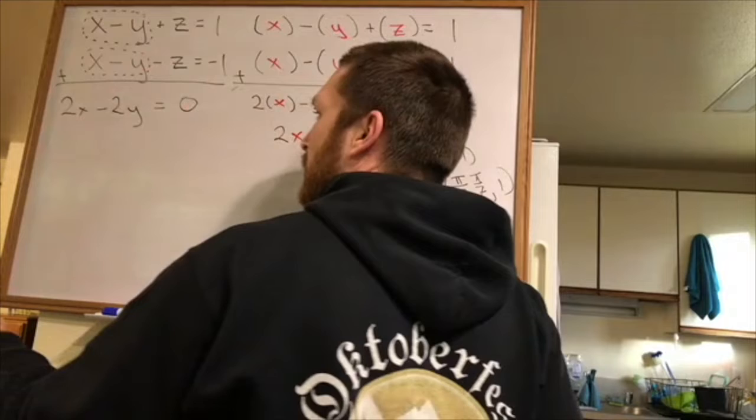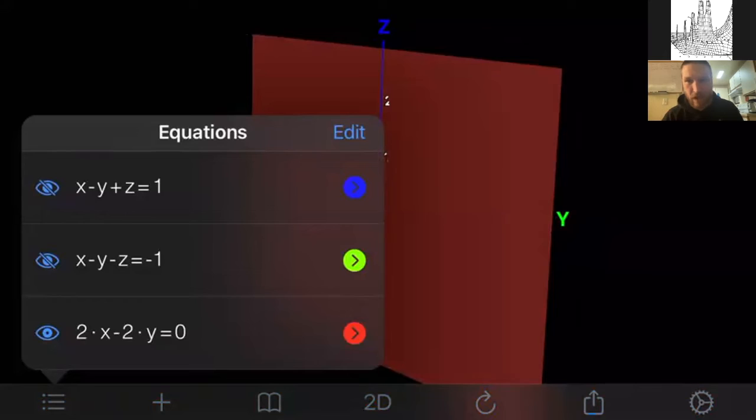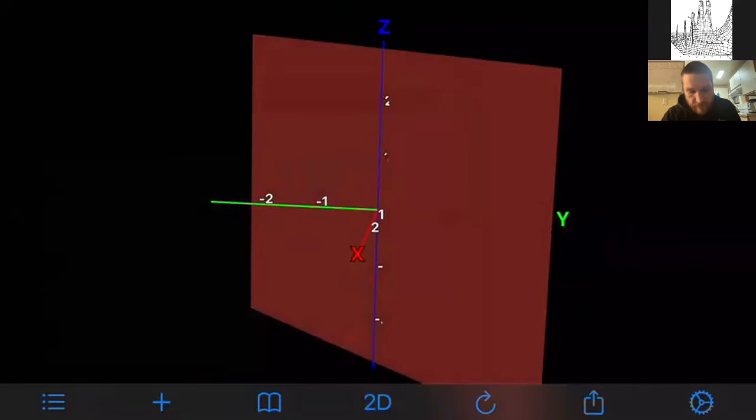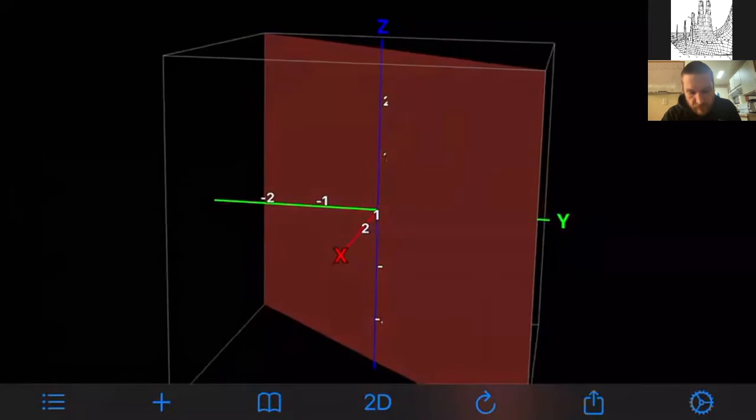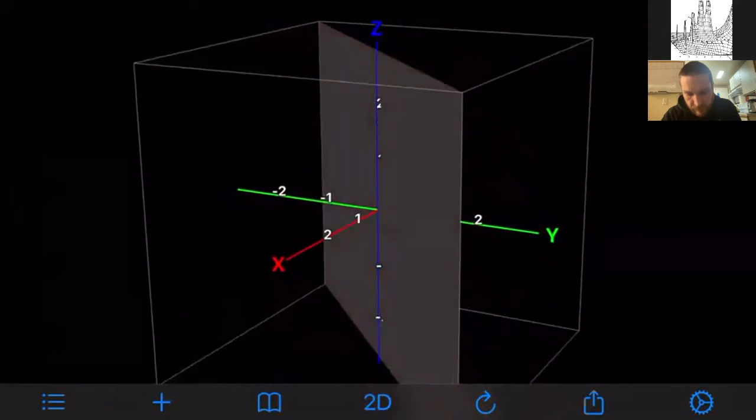Let's graph this equation. Let's see what it looks like. Now we're graphing the equation 2x minus 2y equals 0 in red. And it wouldn't have mattered if I had written this as x minus y equals 0 or x equals y. Exactly the same plane would be plotted right now. You can see it's just a vertical plane like so.